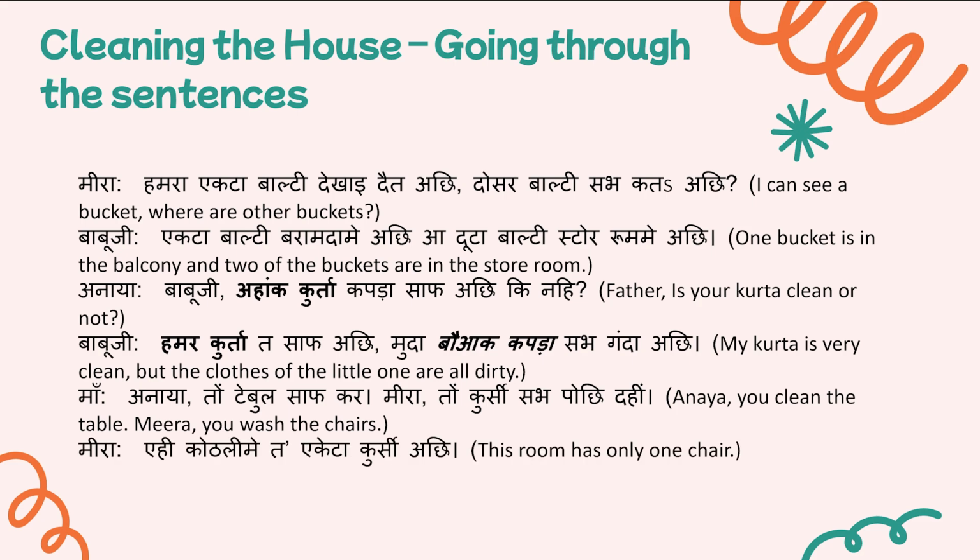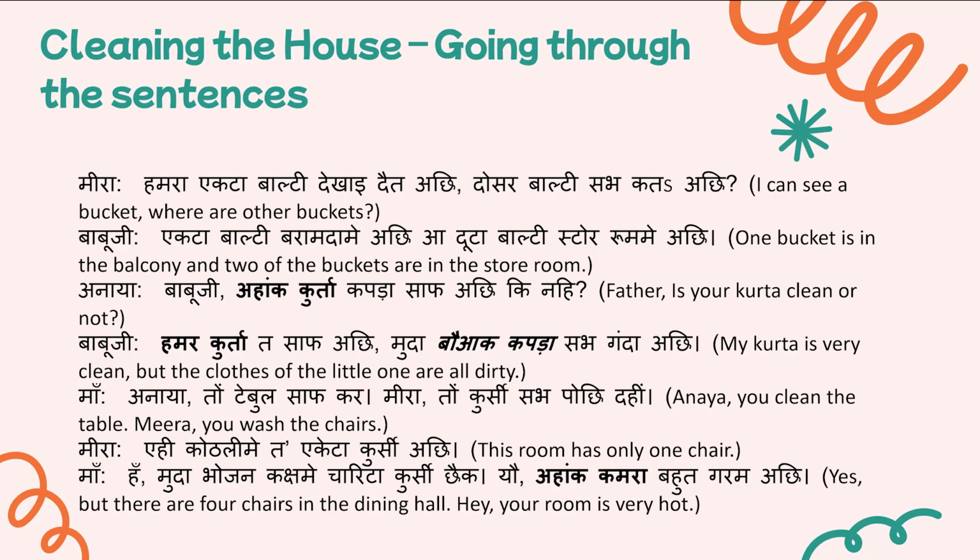So Meera says, एही कोठली में त एकेटा कुर्सी अछि. The mother says, हाँ मुदा भोजन कक्ष में चारिटा कुर्सी छैक. यौ अहाँक कमरा बहुत गरम अछि. Now here again you have got the possessive nominal phrase अहाँक कमरा.